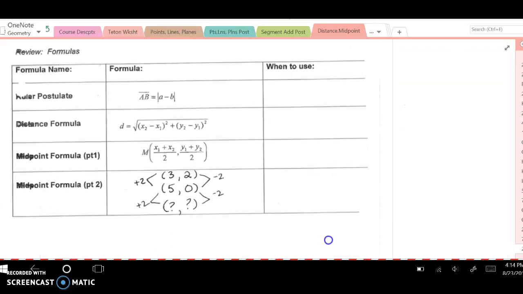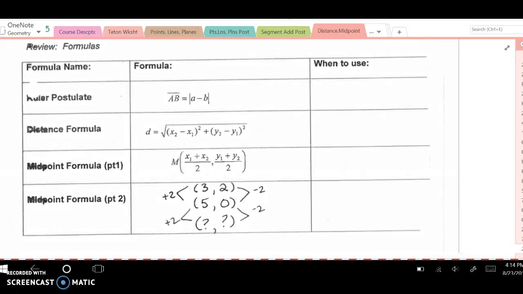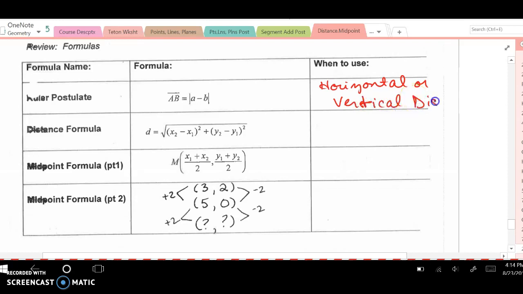All right, so just in review real quick today, if you want to find horizontal or vertical distance, you can use this first shortcut. This distance formula works for distance between any 2 points, but especially diagonally.